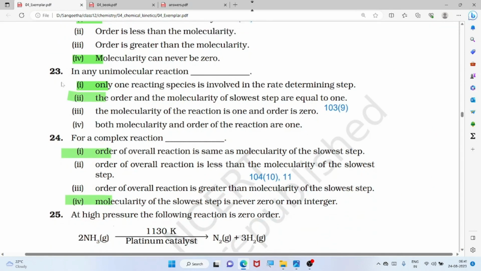In any unimolecular reaction, only one reacting species is involved in the rate determining step. The order and molecularity of the slowest step is equal to 1. This is for the unimolecular slowest step. The slowest step is the rate determining step.